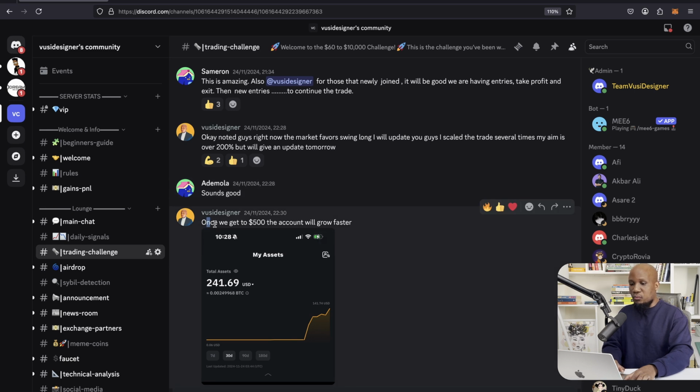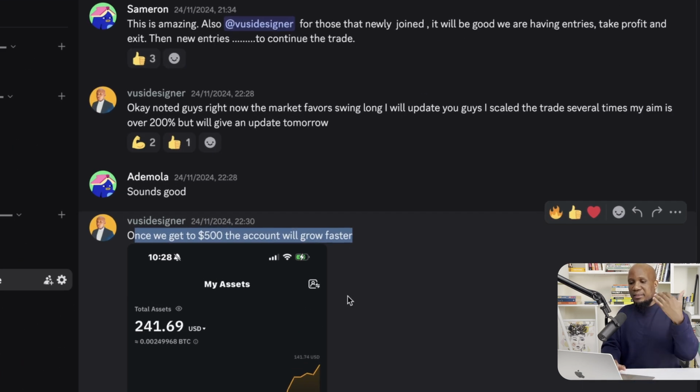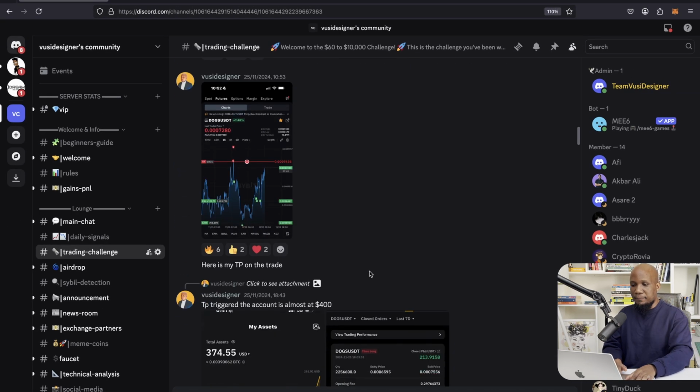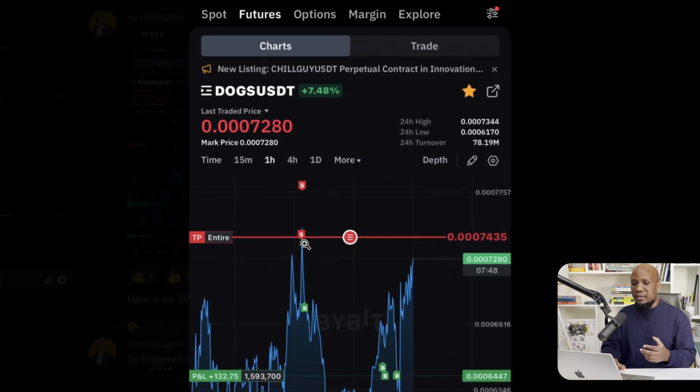Now you can see once we get over $500, the account will grow faster, because obviously we're compounding and the trades that we take in the future are much bigger than the trades that we take in the beginning. So if we come down here, you can see that every time we took the trade, we did post it here, and you can see every time I shorted here and exit here, I got long here, I exit here.